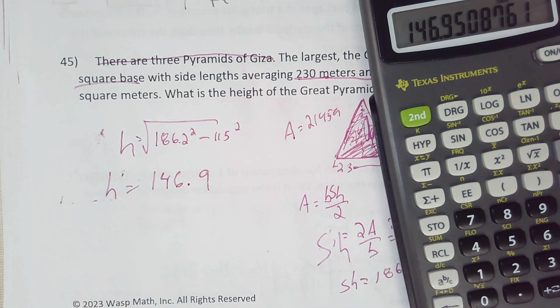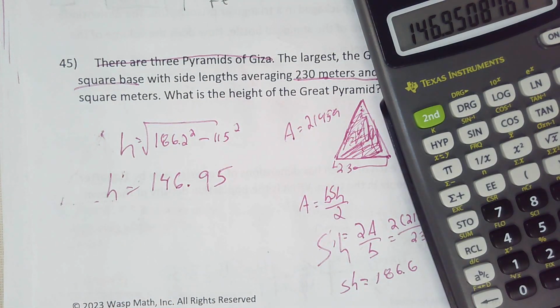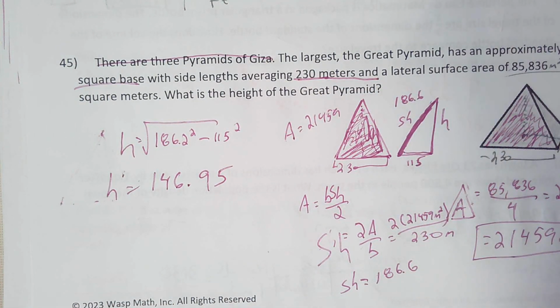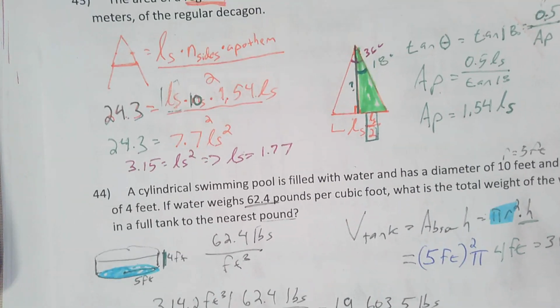Well, 9.5 is what they rounded to on the key. Does it say to round it to the nearest thousandths? No, it doesn't. So I guess that's that. Okay, moving on to 46.